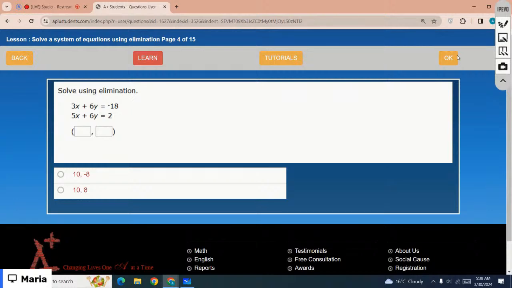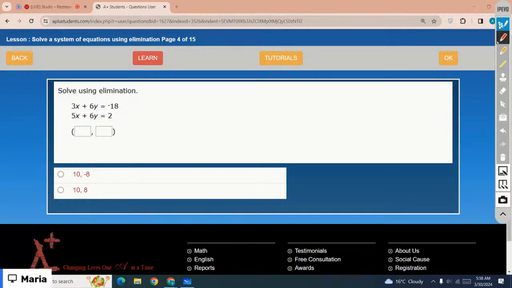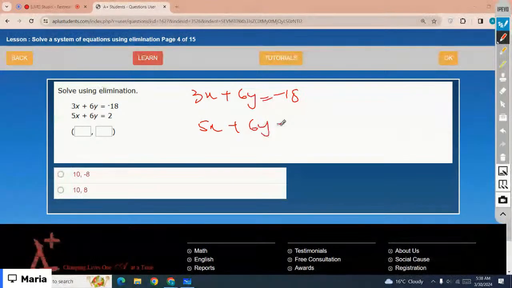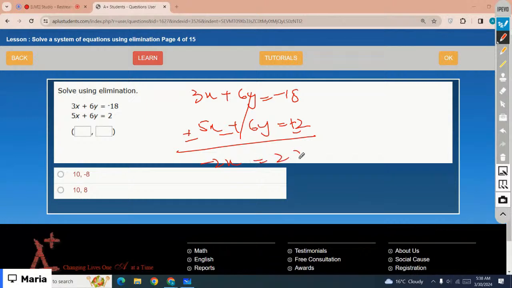Okay, let's just eliminate the variable y, right? Because they have the same coefficients. You have to subtract to eliminate the variable y. And then 5x plus 6y equals 2. So let's just subtract them. 3 minus 5 is negative 2x, negative 18 minus 2 is negative 20. Divide both sides by 2, so x equals 10.